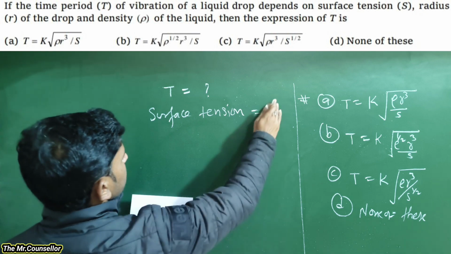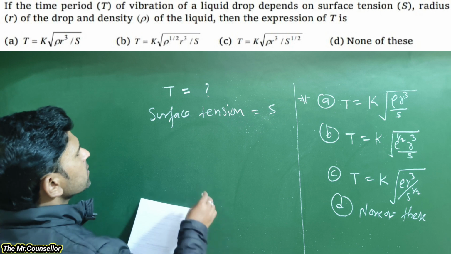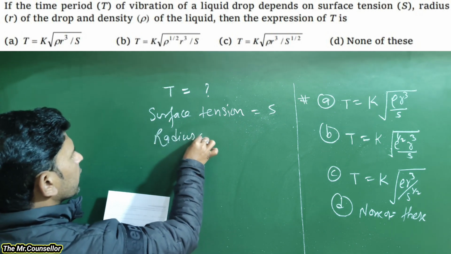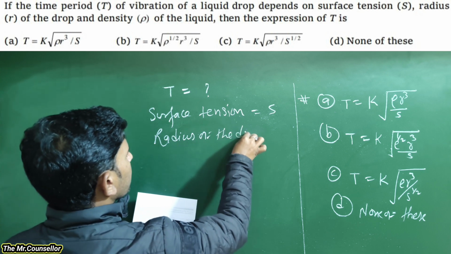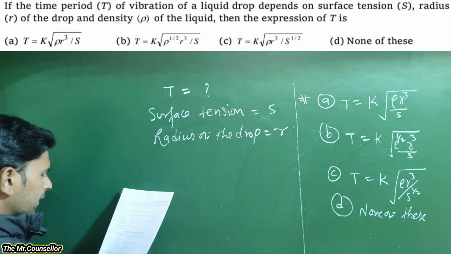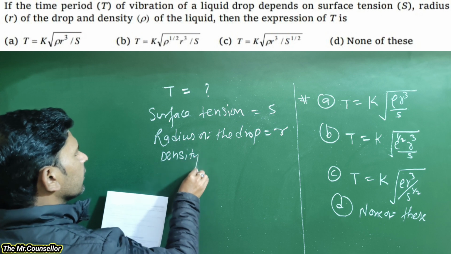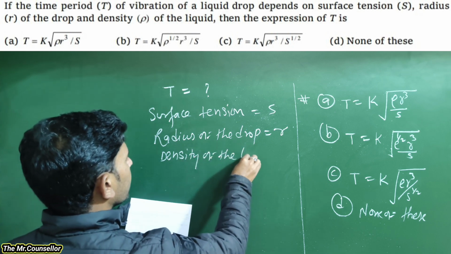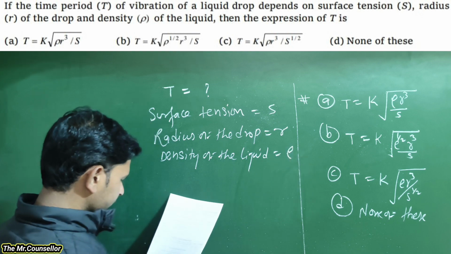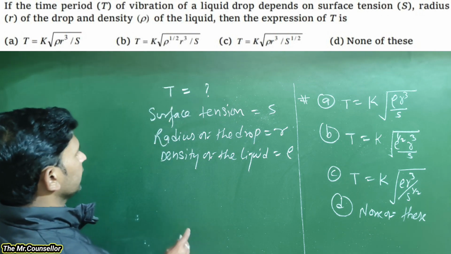First, it depends on surface tension S, the radius of the drop r, and the density of the liquid rho. So they are asking how T depends on these, which formula you can write here.